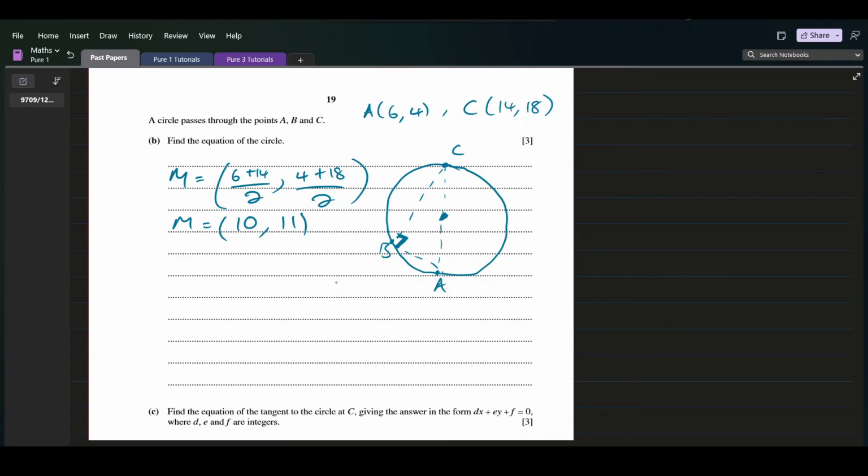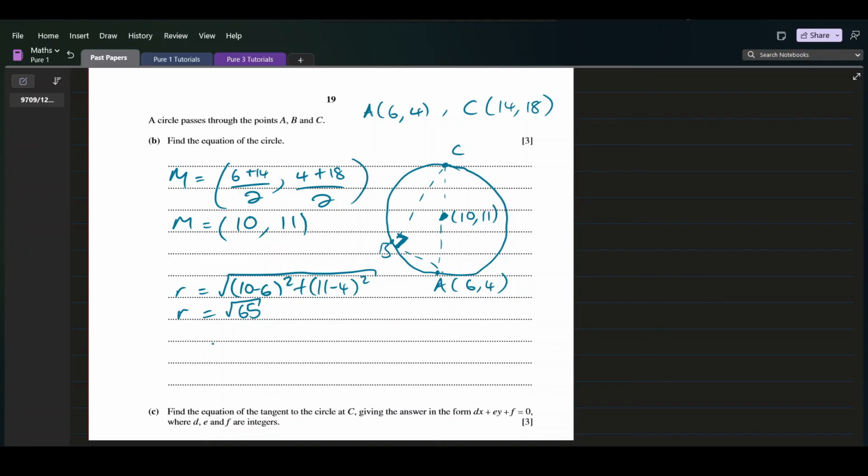And now we also need to find the length of the radius. To do that, we can say that our center has coordinates 10, 11, and we know that A is 6, 4. So the radius is the distance from A to the center. And so we can say that our radius is equal to the square root of 10 minus 6 squared plus 11 minus 4 squared. Punch this into the calculator, and you get root 65.